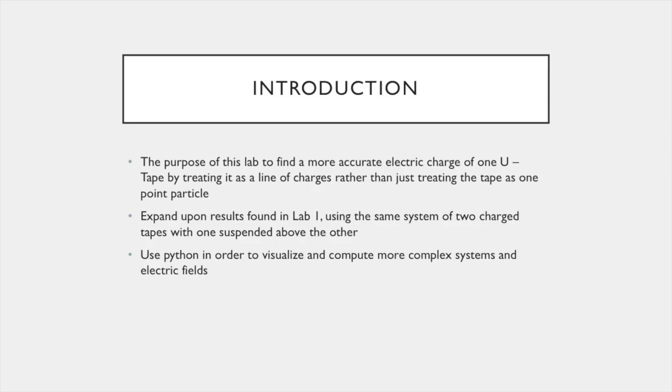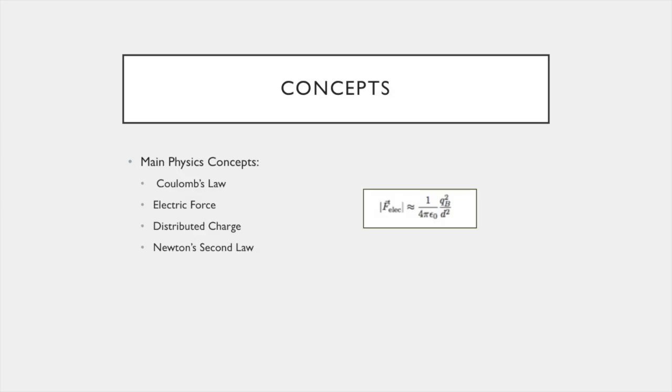The purpose of this lab is to find a more accurate electric charge of 1U tape by treating it as a line of charges rather than just treating the tape as one point particle, as was done in Lab 1. In this lab, we will expand upon results found in Lab 1 using the same system of two charged tapes with one suspended above the other. We will also use Python in order to visualize and compute more complex systems and electric fields.